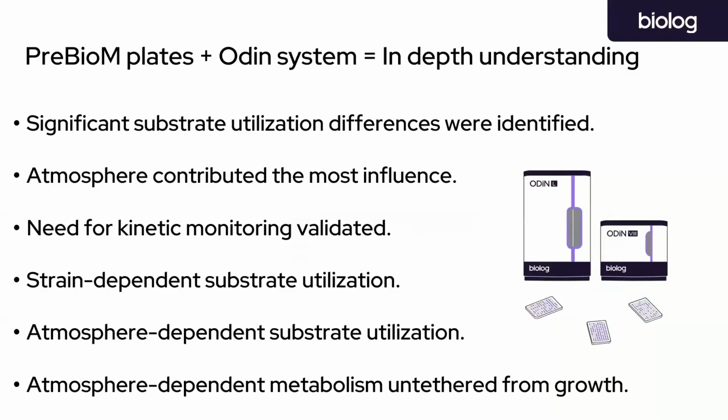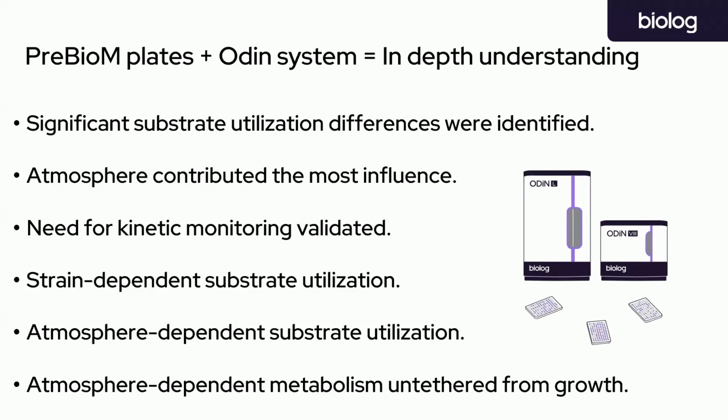Our omics approach is no longer missing out thanks to phenomics data collection enabled by Odin and PreBioM plates. In summary, significant substrate utilization differences were found between strains and growth conditions, despite having genetic similarities. Atmosphere rather than strain accounted for most variants, which has implications on gene function and enzyme activity, especially for facultative anaerobes, which were grown concurrently under 2 atmospheric conditions thanks to Odin.